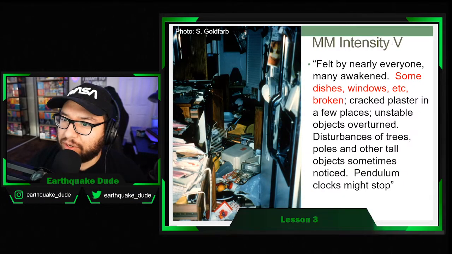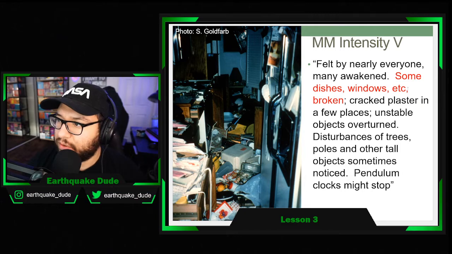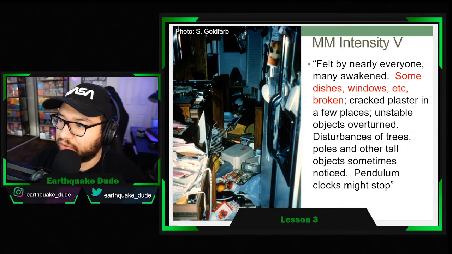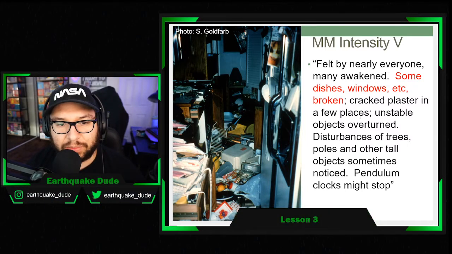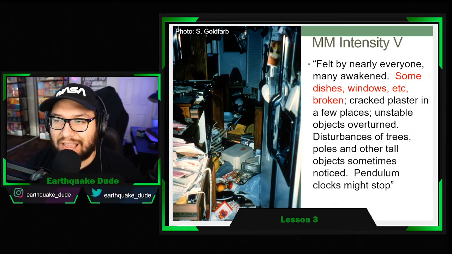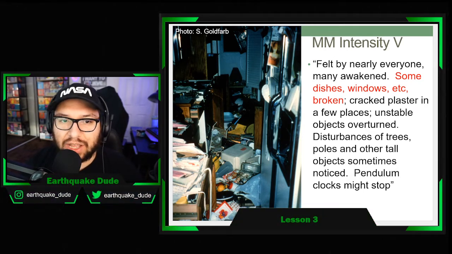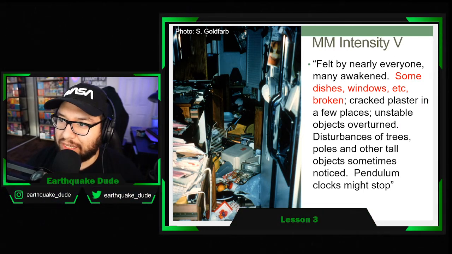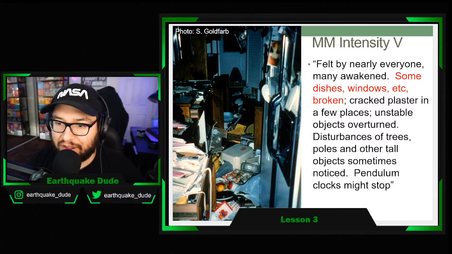A Modified Mercalli intensity 5 here: felt by nearly everyone, many awakened. Some dishes and windows were broken, cracked plaster in a few places, unstable objects overturned, disturbances of trees, poles, and other tall objects sometimes noticed. Pendulum clocks might stop. This is after the 1994 Northridge earthquake. This particular location described the effects of the shaking and deemed it an intensity 5.